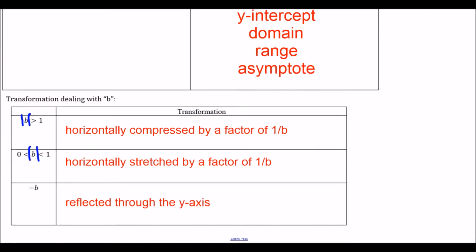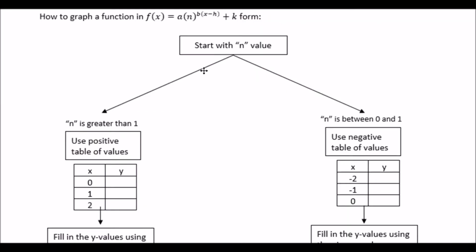All right. We've gone through the four transformations, what they look like on Desmos. Thank you, Desmos. And now what we're going to do is we're going to graph. So how do we graph this? Here we go. So we're always going to start with our n value, our base. If n is bigger than 1, we're going to use its positive table of values. Why would we do that?